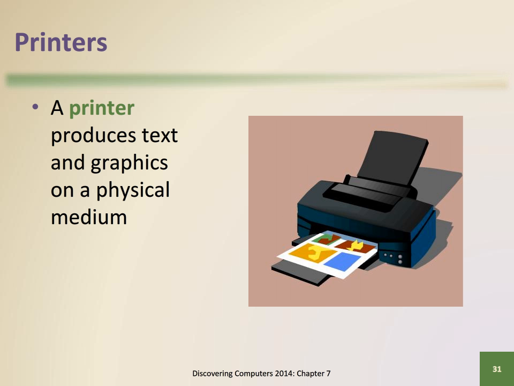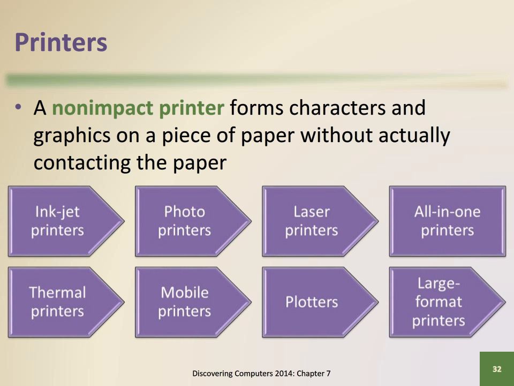A printer is an output device that produces text and graphics on a physical medium. This output is called a hard copy. One type is the non-impact printer. A non-impact printer forms characters and graphics without actually striking the paper. One advantage of non-impact printers is their quiet operation.